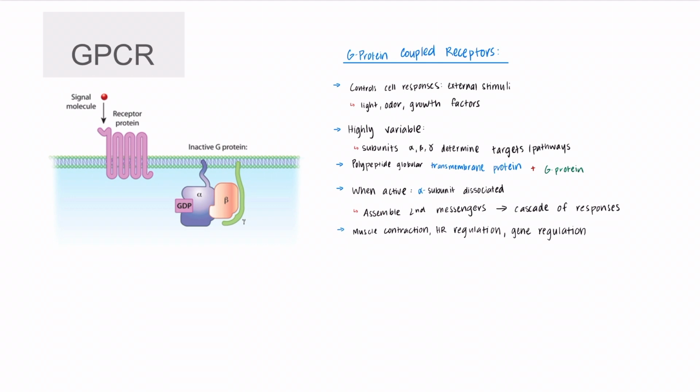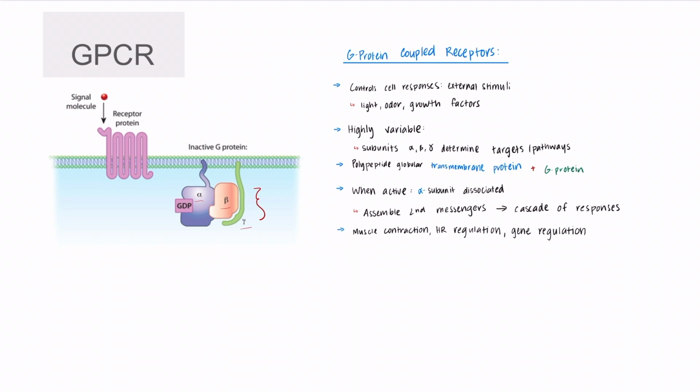In this video, I'm going to be talking about G-Protein Coupled Receptors, or GPCRs. These receptors are highly varied and control most cell responses to external stimuli in the cell. Their name comes from the coupling of a receptor and a G-protein. G-proteins are heterotrimeric, the alpha, beta, and gamma subunits that are bound together at resting state. Different GPCRs have different G-proteins and therefore different targets.